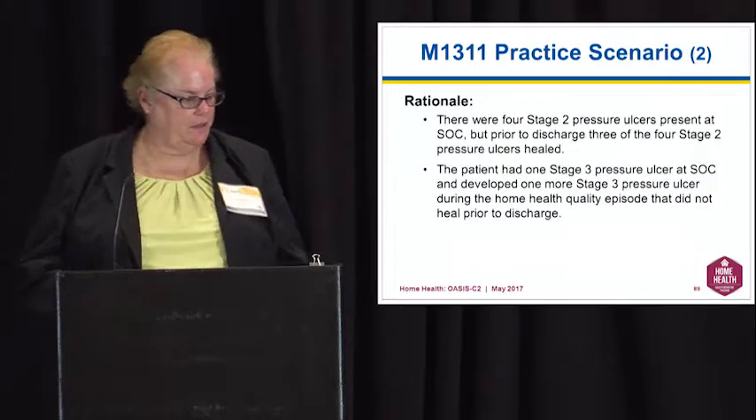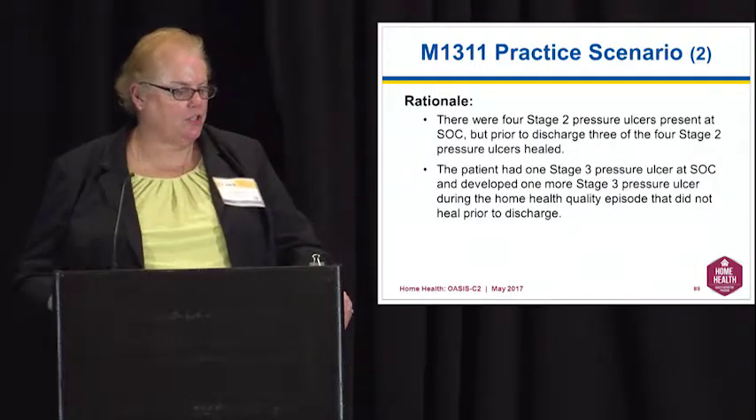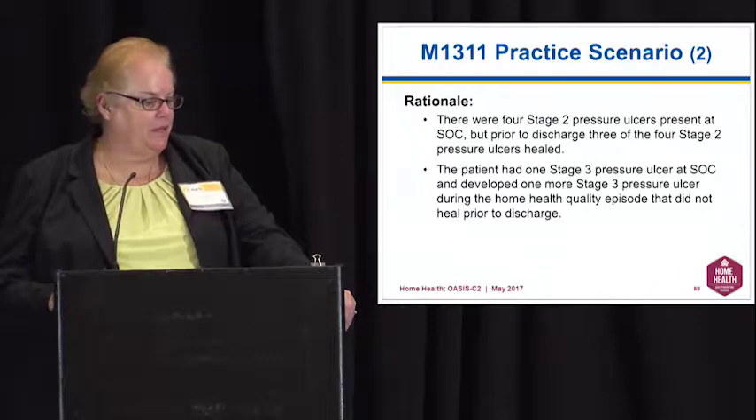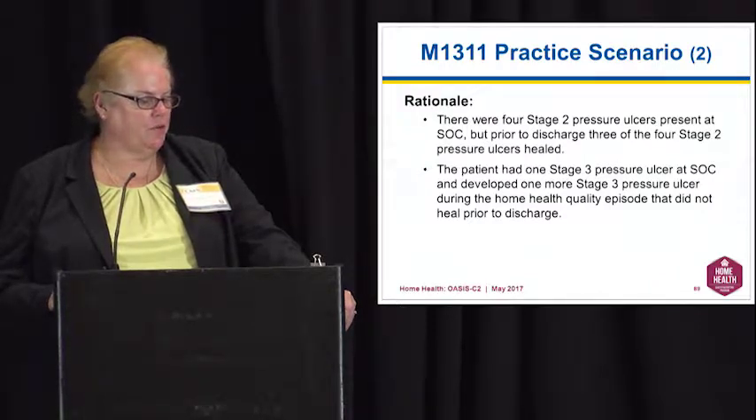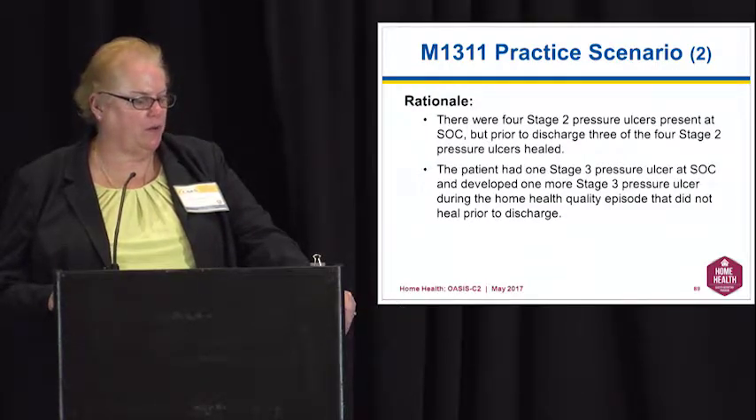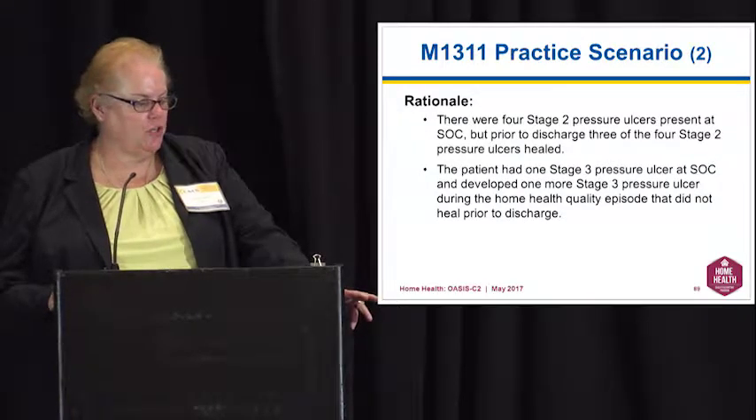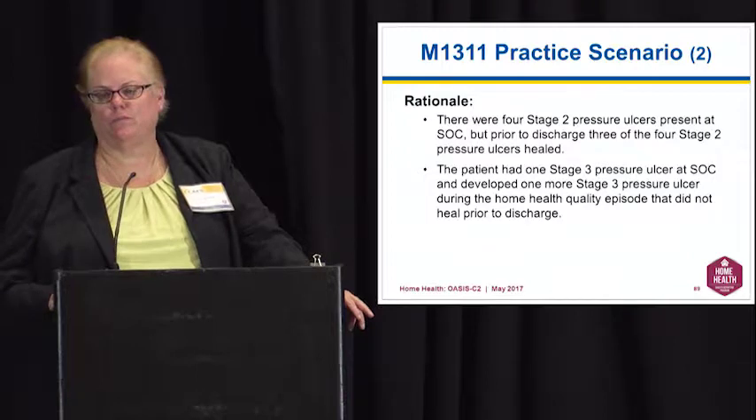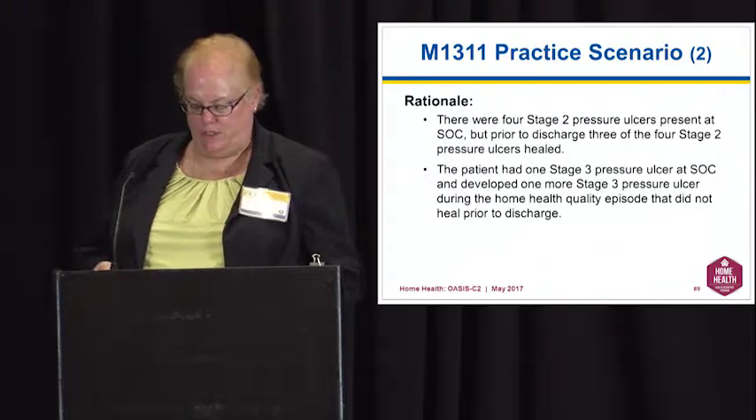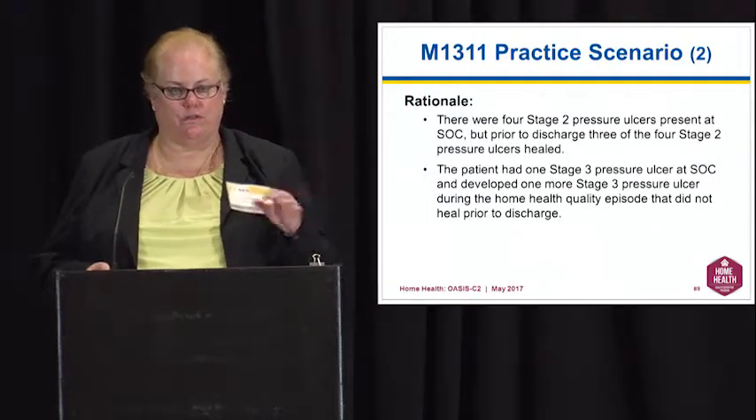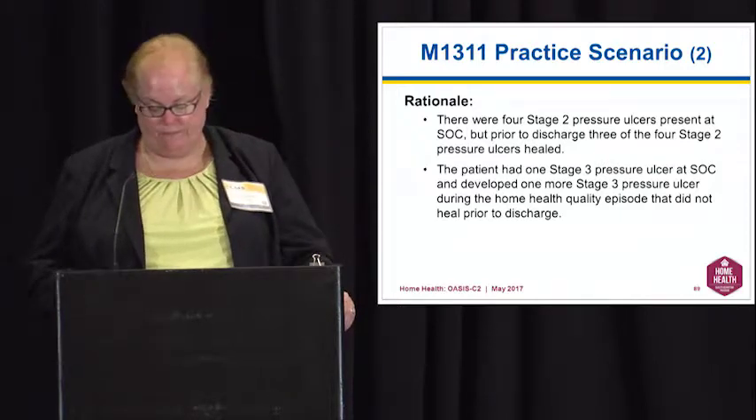Very good. So there were 4 stage 2s. The patient had 1 stage 3 pressure ulcer at the start of care and then developed 1 more, so that's how we ended up with 2 at discharge, and only 1 of them was new. So that's how they're going to capture that new or worsened. All right, none of the ones they had worsened, but they developed 1 new one.